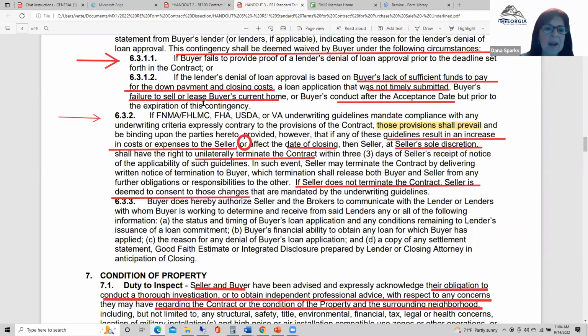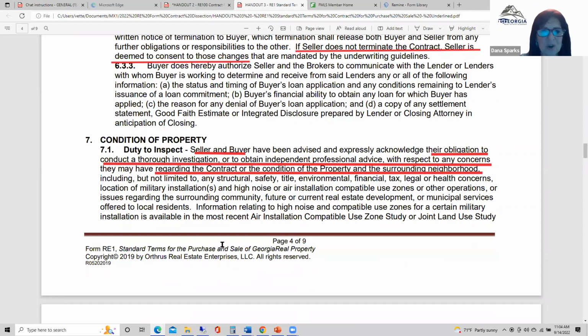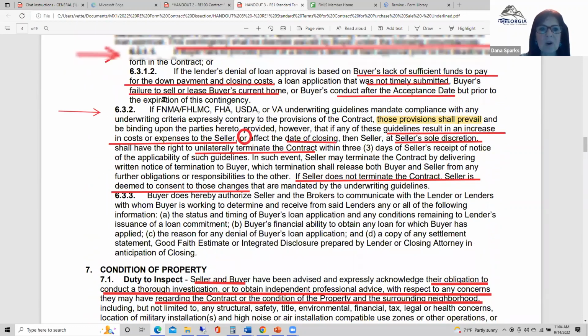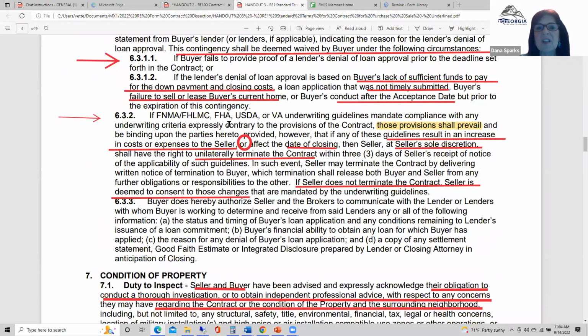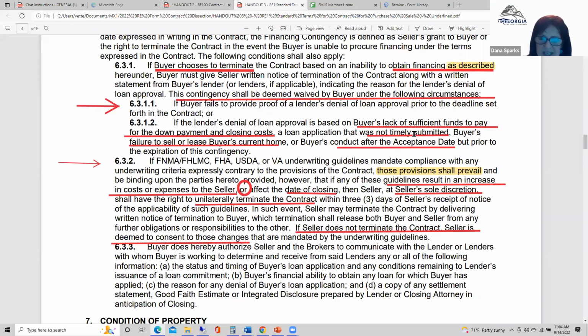Well, that is all spelled out where? Yep, you guessed it. Here I am in the standard terms. It is spelled out under paragraph 6.3.2, talking about the lender, because this is a lender issue, because this is a lender federal guideline. And basically what it says, it's worded a little weird. So let me read it to you, and then let me tell you in practice how this works. It says, if Fannie Mae, Freddie Mac, FHA, USDA, or VA underwriting guidelines. In other words, basically, if there's a loan being done, it is going to fall under one of those underwriting guidelines. Mandate compliance with any underwriting criteria expressly contrary to the provisions of the contract, those provisions shall prevail and be binding upon the parties.